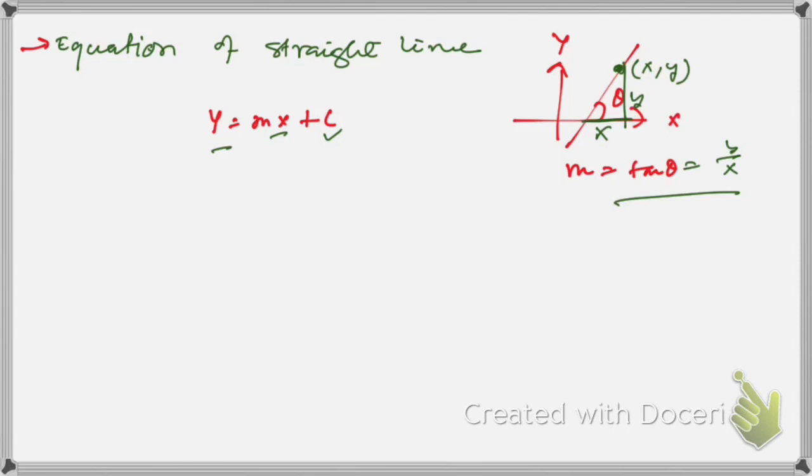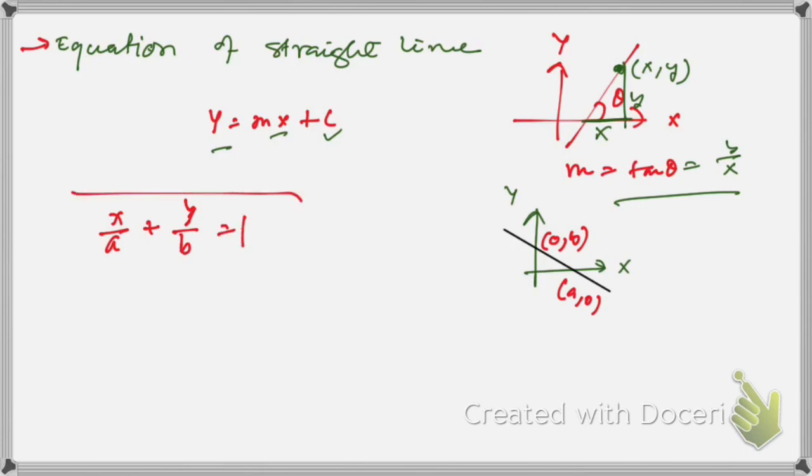And now the equation of a straight line can be written in intercept form also. Suppose this is the x-axis, this is the y-axis, and the line cuts the x-axis and y-axis at a comma 0 and 0 comma b respectively. Then x by a plus y by b is equal to 1. This is the intercept form of a straight line, right?